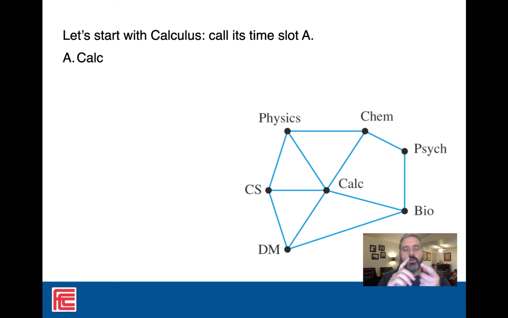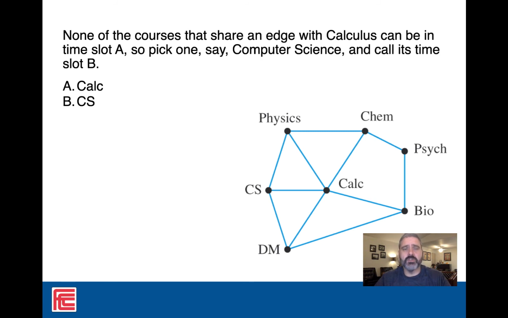So then, once we know that we have calculus in time slot A, we just have to pick a discipline that can't be in the same time slot as A. Let's choose computer science, right? So computer science, because it conflicts with calculus, has to be in B, right?